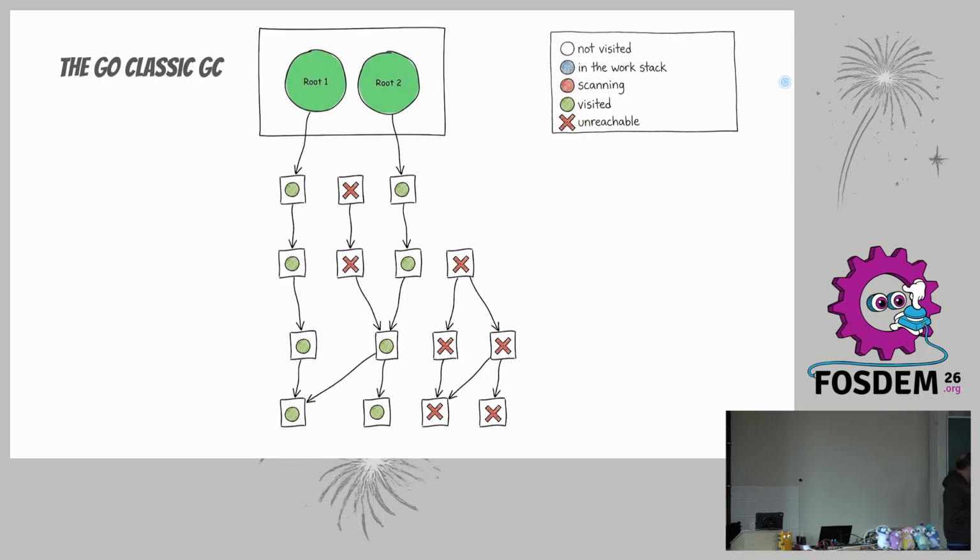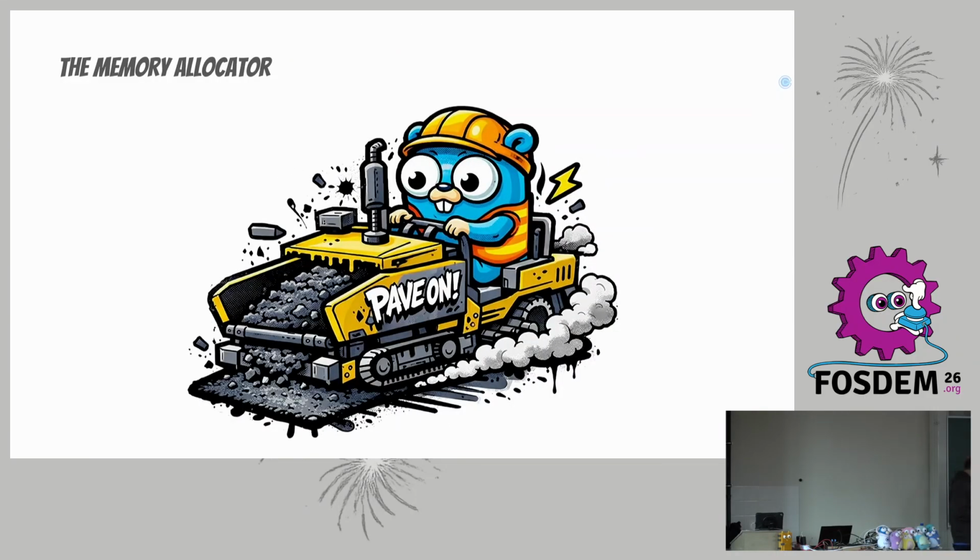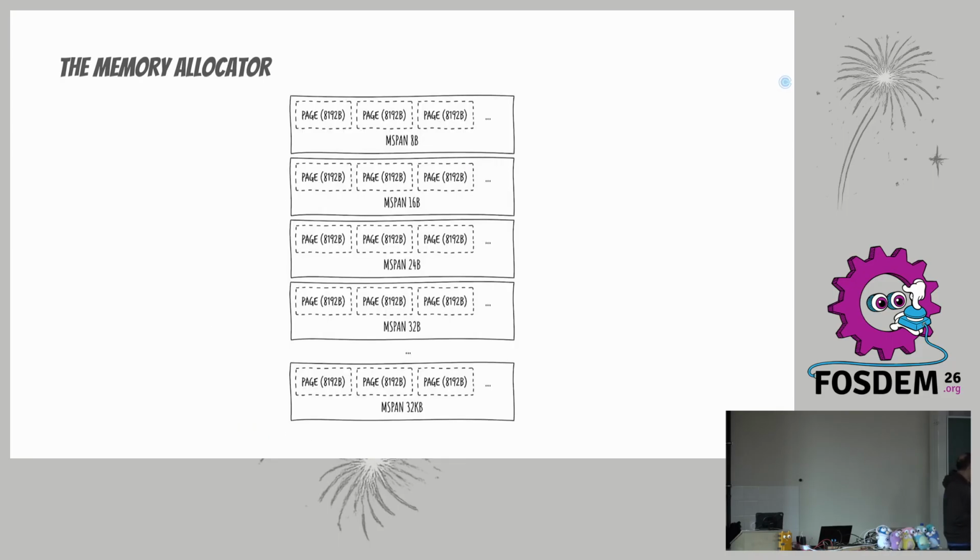The sweeping of the unreachable objects is done exactly the same in both garbage collectors. So let's talk a bit about the memory allocator. The memory allocator is a piece of the runtime that decides where your data, where your variables are stored. So whenever you ask for space for a new object, it's going to ask the memory allocator, and the memory allocator is going to follow a very smart approach, actually.